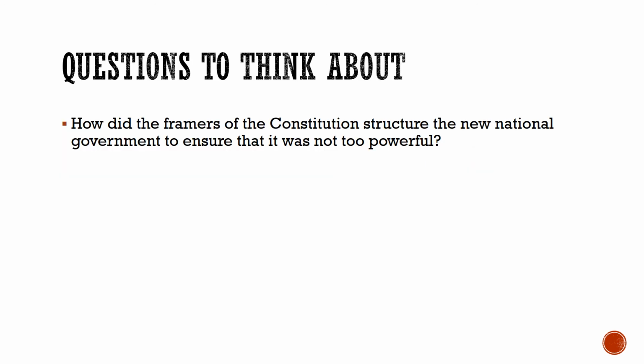So coming back to our question to think about, how did the framers of the Constitution structure the new national government to ensure that it was not too powerful? And the answer is the separation of powers. First of all, we have the separation of powers as defined by federalism. There are powers that belong to the national government and powers that belong to the states. When it comes to the national government, we have this division between three branches of government that separates their powers. Each branch has separate duties and responsibilities, and they have the power to check and balance among the branches so that no one branch of government becomes too powerful.